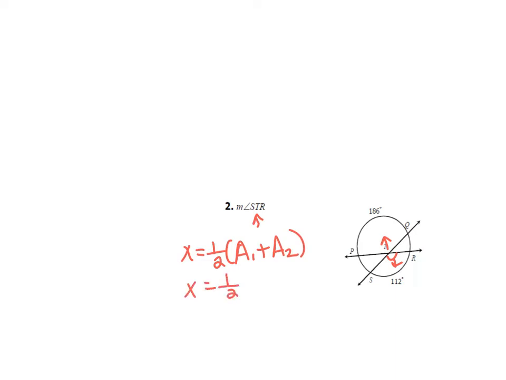So the measure of this angle is equal to half 186 plus 112. So now what we want to do is we want to add 186 plus 112. And then last step divided by 2. And we get that x is equal to 149. So the measure of the angle is 149 degrees.